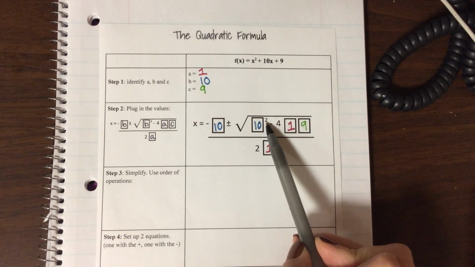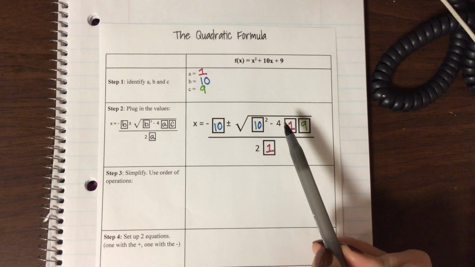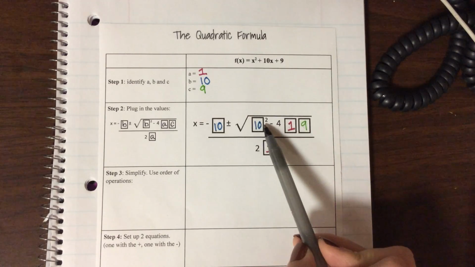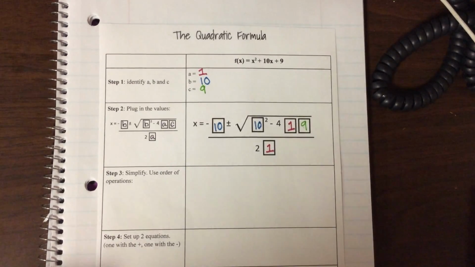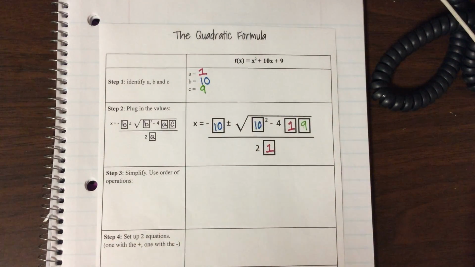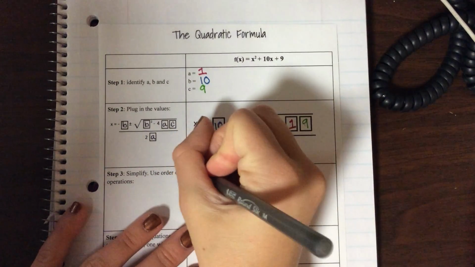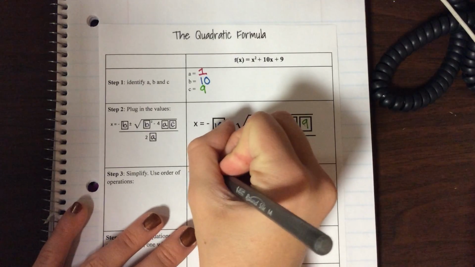So first it goes parentheses, then it goes exponents. So we should do the exponents first, because this is multiplication. So what is 10 squared, or 10 times 10? 100. I will say you're definitely going to want to write small.